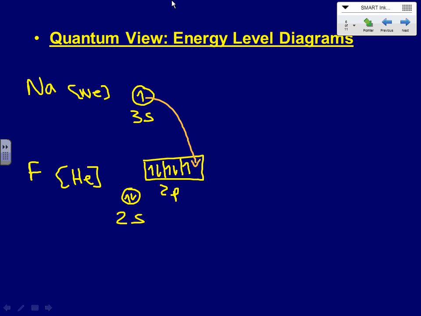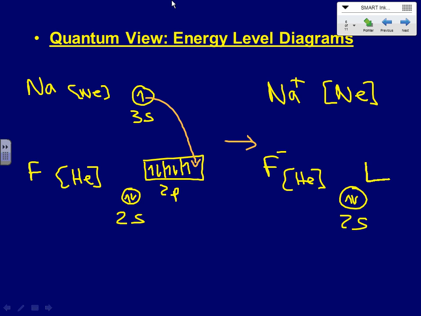All right? So the spin can flip, and that's not a big deal. In the end, I'm going to draw what happens. Now I've got an Na+, and it's going to look like neon. And here I've got an F-, and it's also going to look like neon at this point, but I'm going to draw it out as if it's full so we can see what's happened here. So I'm going to have my helium, I'm going to have my 2s, and I'm going to have 1, 2, 3, 4, 5, 6. So it's full right now. And essentially, there's our energy level representation of the formation of an ionic compound.